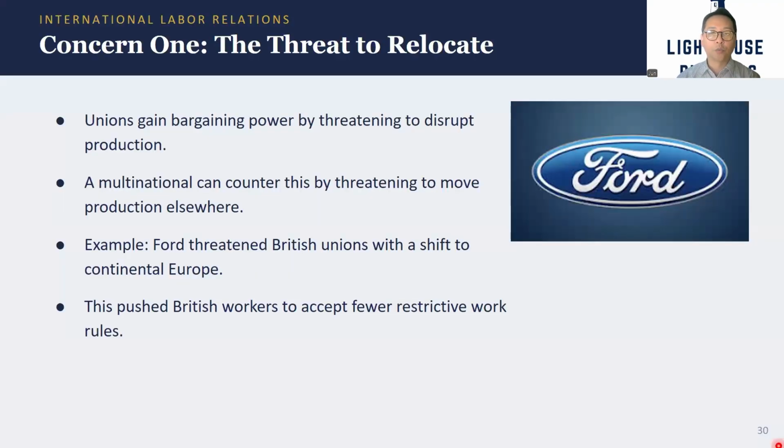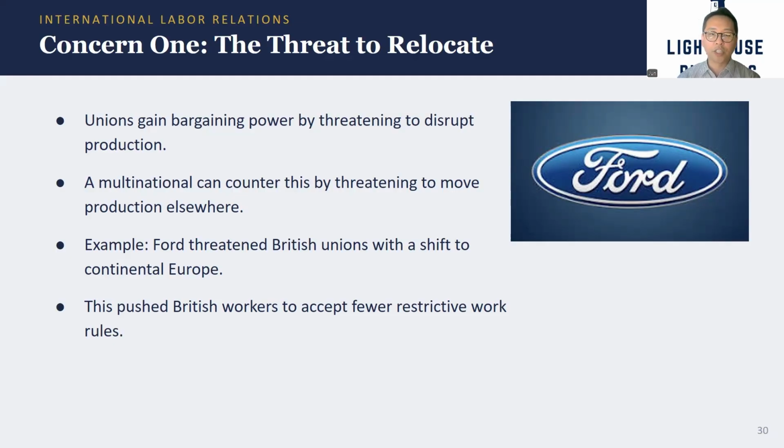Labor unions try to win better pay, greater job security, and better working conditions through collective bargaining with management. Their main source of power is the credible threat to disrupt production through a strike or another form of work protest. But this threat only works if management has no real alternative to using union labor. And this is exactly where multinational companies gain an advantage.